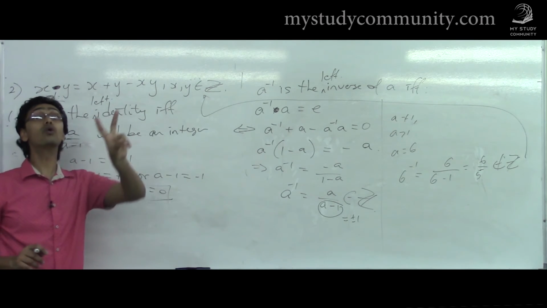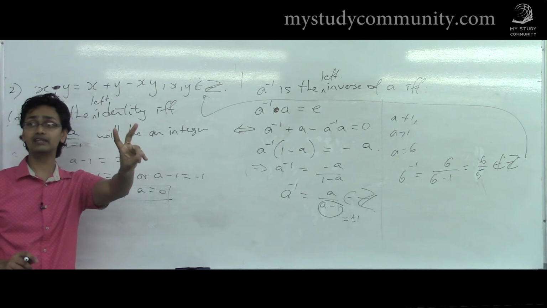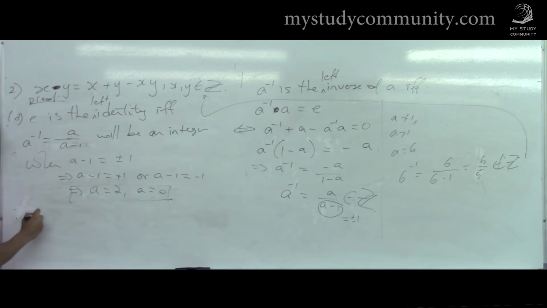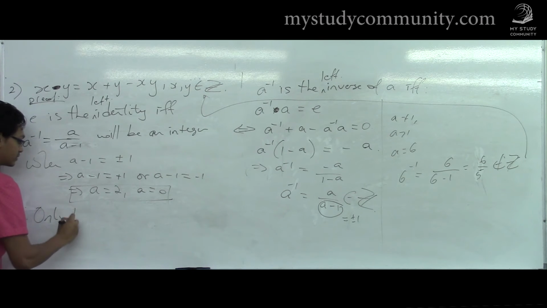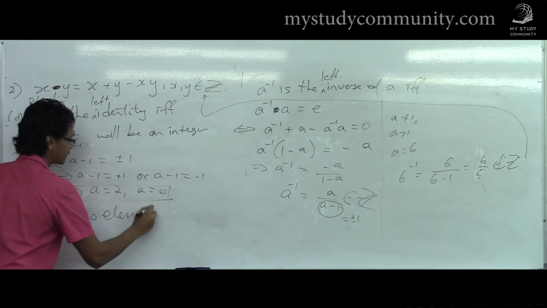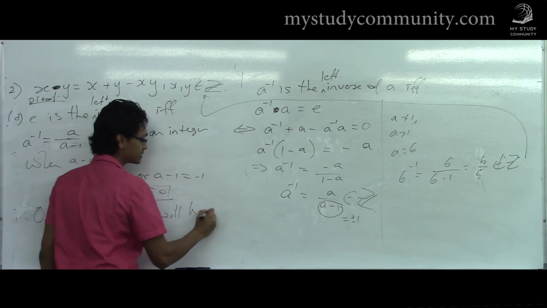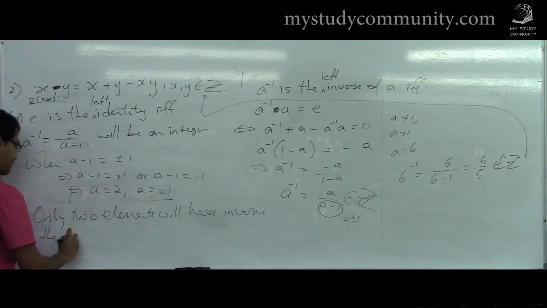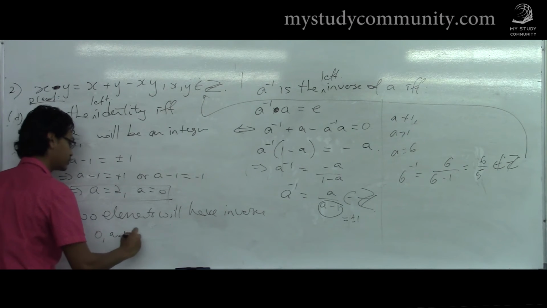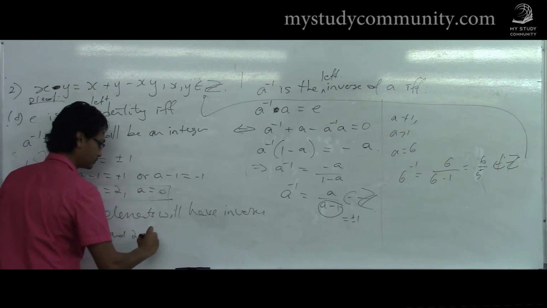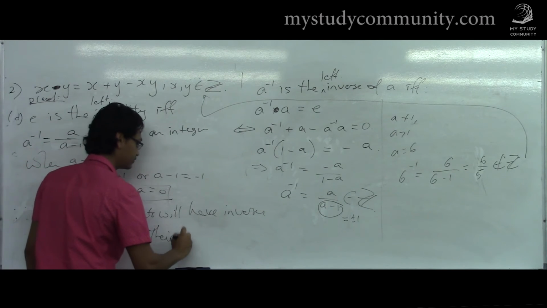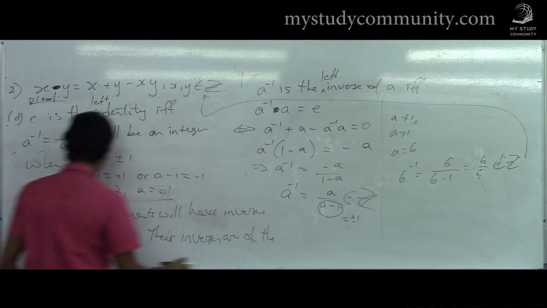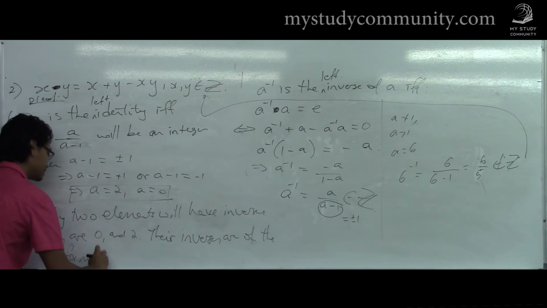Therefore, only two elements will have inverses, and they are 0 and 2. Their inverses are of the form, and you just put back the formula.